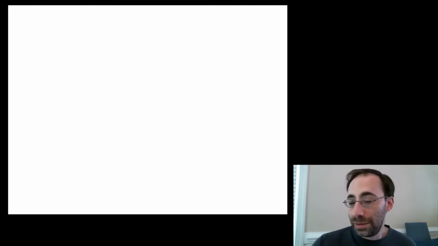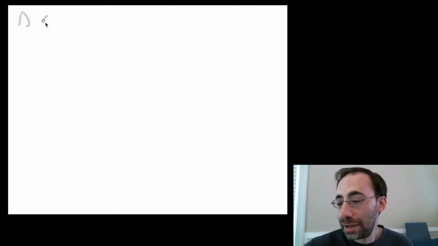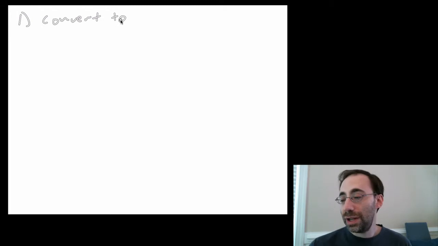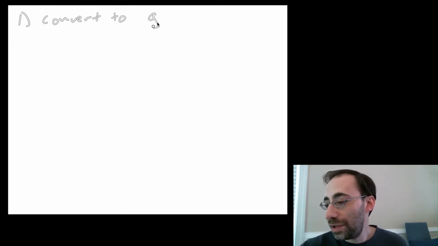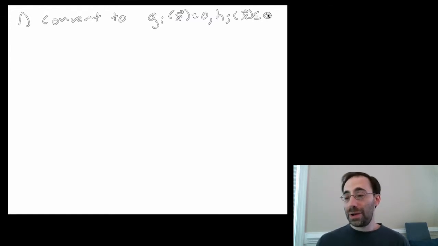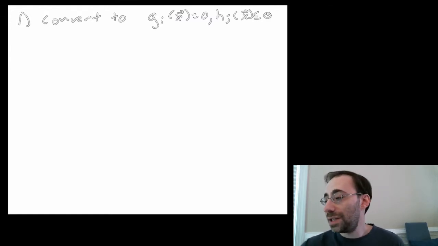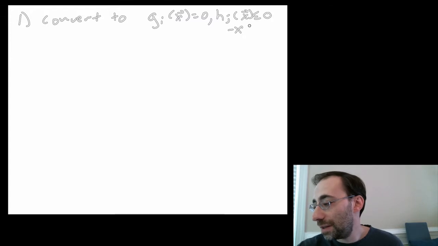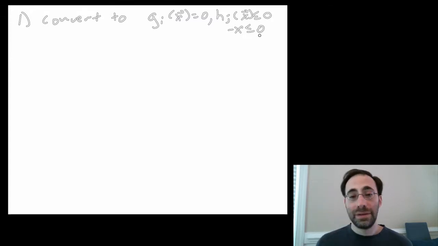Okay, so step 1, convert all the constraints to the form gi of x equals 0 and hj of x is less than or equal to 0. Note the most common form of inequality constraint is going to be non-negativity constraints, and these must be written like so. Okay, so that's the first step.